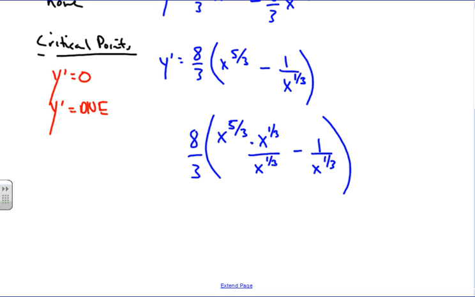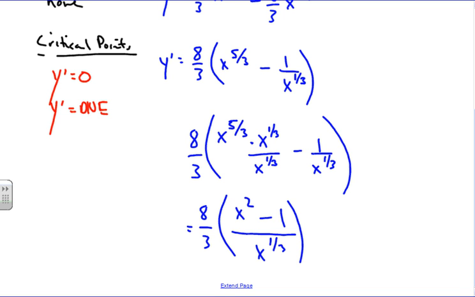When we have this, we add those together, and we have x squared minus 1, because 5/3 plus 1/3 is actually 6/3, which is 2. And minus 1, and we get all over x to the 1/3, all times 8/3, and that's our y prime.